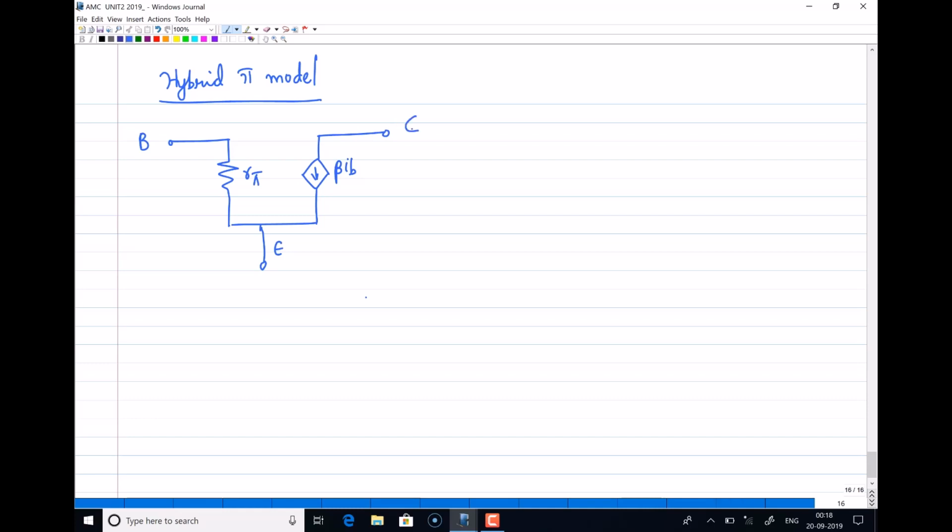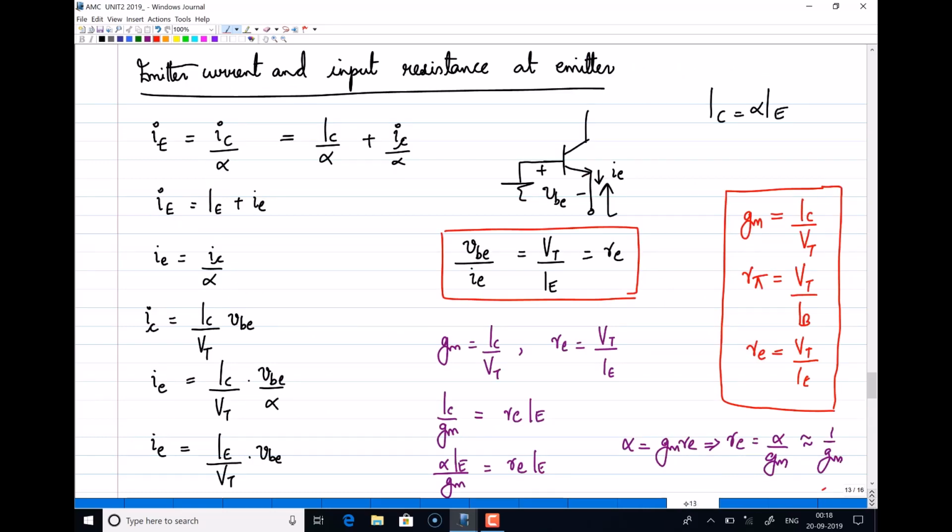Now this beta IB, the idea is to represent it like the MOSFET as a voltage controlled current source. I can do that, voltage controlled current source. Here the transistor is represented using a current controlled current source. The same thing I am just changing by representing it as a voltage controlled current source. To do that, beta IB can be written as, what is beta? If you remember, we have obtained the expression for beta.